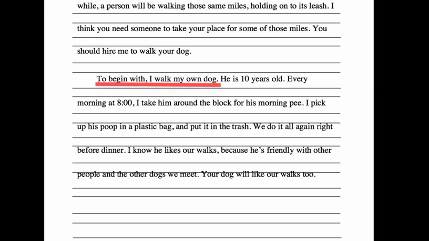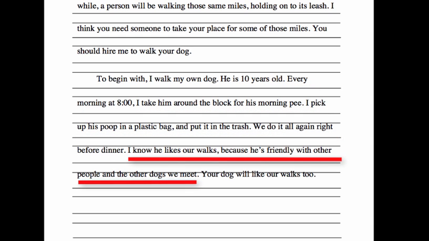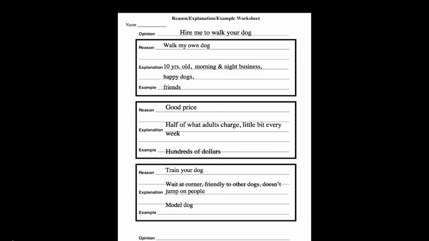Now write sentences for your explanation, putting your reason into different words to make it more clear for your reader. The last sentence is an example that supports the explanation and reason. Write a paragraph for your strongest reason, explanation, example group.